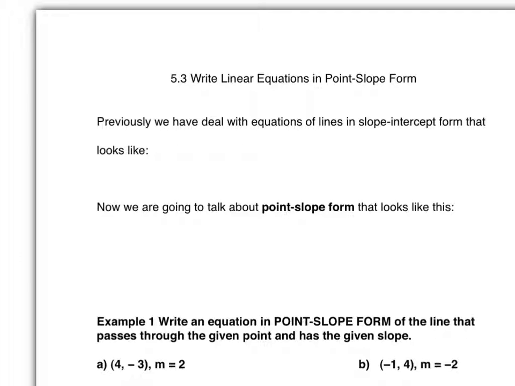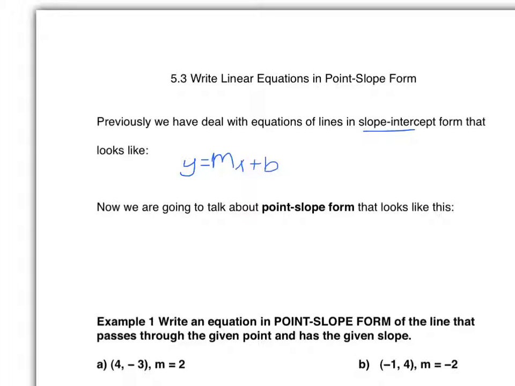Our go-to again, though, and we've said it over and over again, it's also stressed here in the notes once again, but it says slope-intercept form. It says previously we have dealt with the equations of lines in slope-intercept form that look like y equals mx plus b. And like I've told you guys over and over again, we need to know slope-intercept form. Okay, now we're going to look at point-slope form that looks like this.